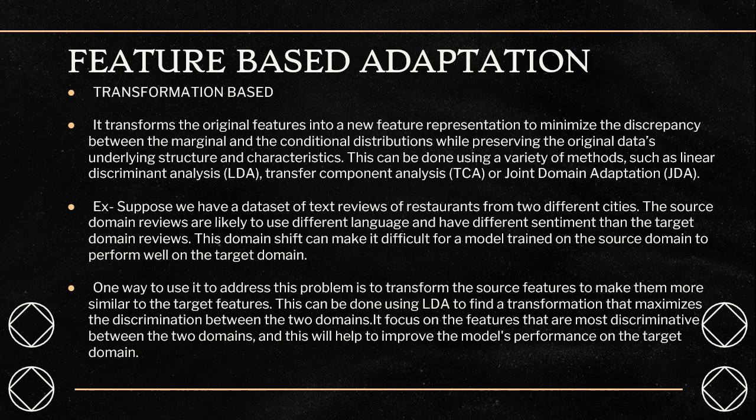Now we will look at the transformation-based method. What we do in the transformation-based method is transform the features into features which are very relevant to the target domain. If you are given some features of the source domain, we simply transform them into similar features for the target domain. Techniques we can use include linear discriminant analysis, transfer component analysis, or joint domain adaptation. These are techniques which we can use to transform the features.